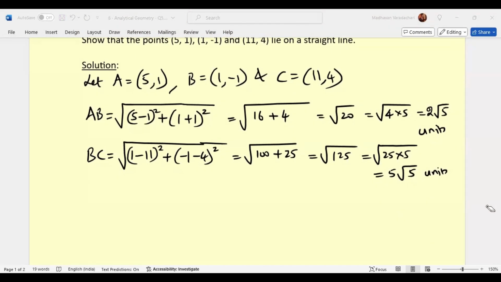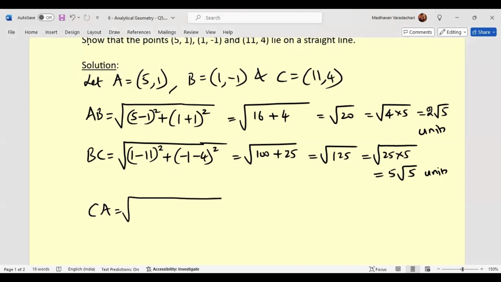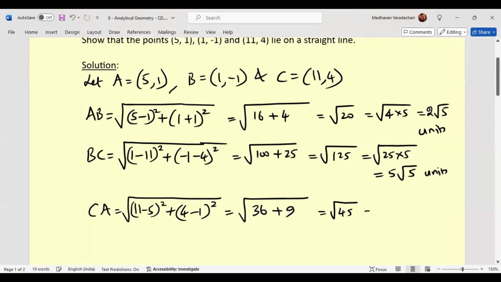Now let us find out CA. CA will be square root of (11 minus 5) the square plus (4 minus 1) the square. That will give us 6 square, which is 36, and then 3 square, which is 9. So it is root 45. Root 45 can be written as root of 9 into 5. That will give us 3 root 5 units.